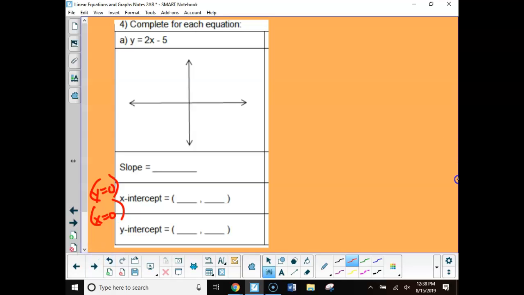All right, this is our favorite kind of line, so I'm just going to slap it on here real fast. It crosses down somewhere at negative 5. It goes up 2 over 1, up 2 over 1. I really don't know what that looks like, so I'm just going to fake it.